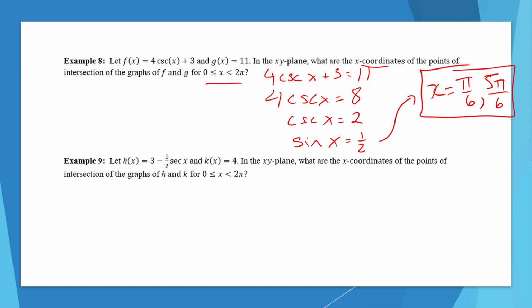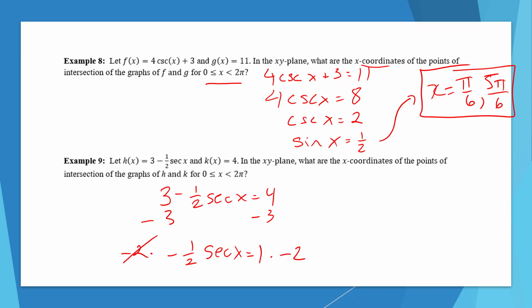There, just using the unit circle, so that should be your answer for example 8. Example 9, here we have 3 minus 1/2 secant x equals 4. I'm going to subtract 3 from both sides. -1/2 secant x equals 1. And then I'm going to multiply both sides by -2 in this case to get rid of that negative sign and the 2 in the denominator to get secant x equals -2.